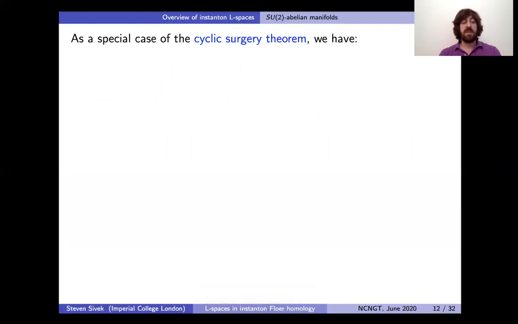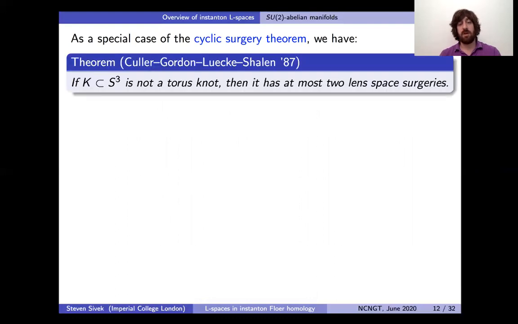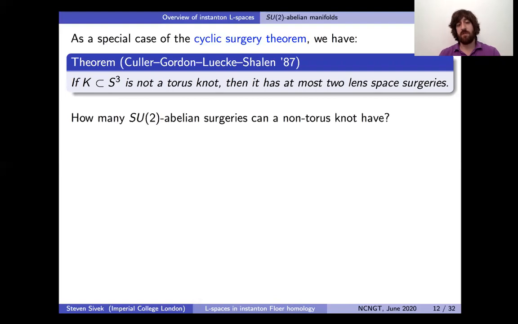So here are some motivating examples for surgeries on knots. Well, there's the cyclic surgery theorem, which is a big theorem of Culler, Gordon, Luecke, and Shalen, and it applies much more generally. But one thing they proved is if you have any knot in S3 other than a torus knot, then there are at most two non-trivial lens space surgeries. And in fact, they have to have integer slope. And if there are two of them, they have to be consecutive integers. And from the perspective of gauge theory, maybe it's hard to understand lens space surgery specifically, but you could say, what's the gauge-theoretic version of it? You could say, does a knot have SU2 abelian surgeries? And if it's a torus knot, it has infinitely many lens space surgeries, so there are infinitely many SU2 abelian surgeries. But if there's a non-torus knot, we don't know how many it can possibly have.